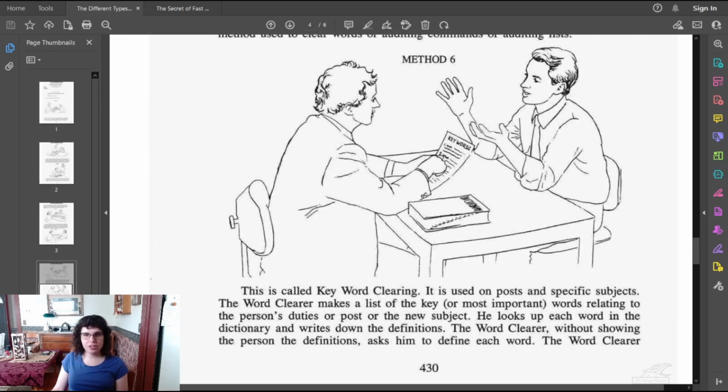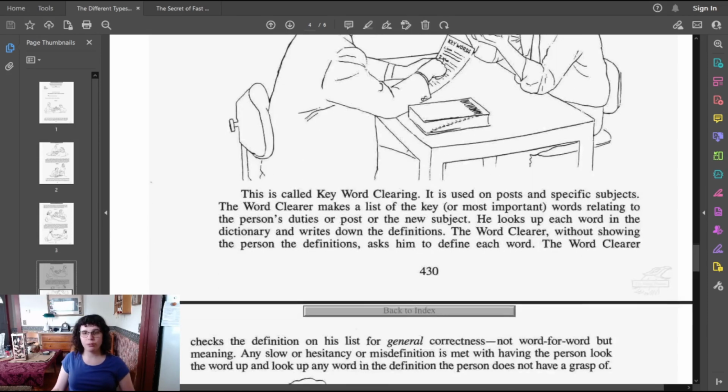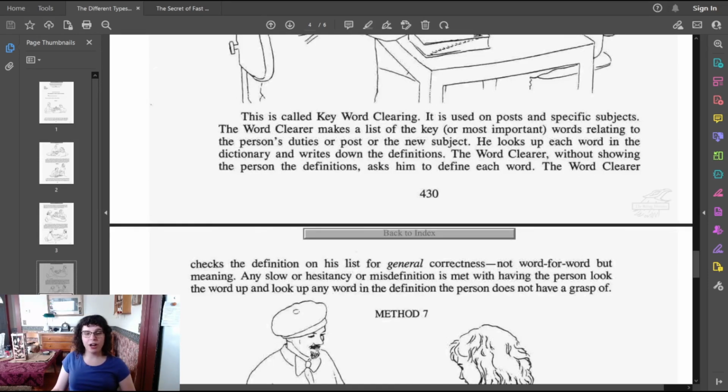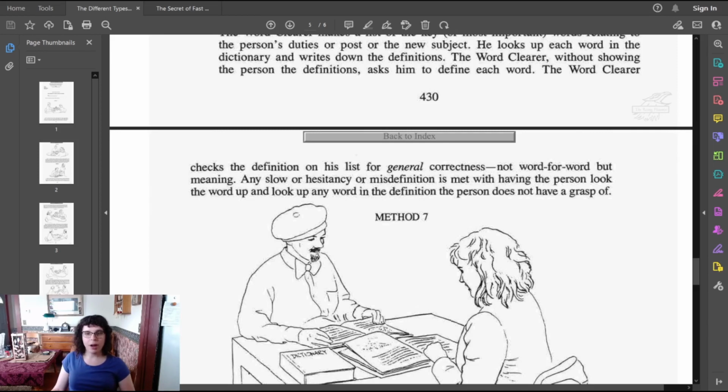Method 6. This is called keyword clearing. It's used on posts and specific subjects. The word clearer makes a list of the key or most important words relating to the person's duties or post or the new subject. He looks up each word in the dictionary and writes down the definitions. The word clearer, without showing the person the definitions, asks him to define each word. The word clearer checks the definition on his list for general correctness, not word for word, but meaning. Any slowness or hesitancy or misdefinition is met with having the person look the word up and look up any word in the definition the person does not have a grasp of.